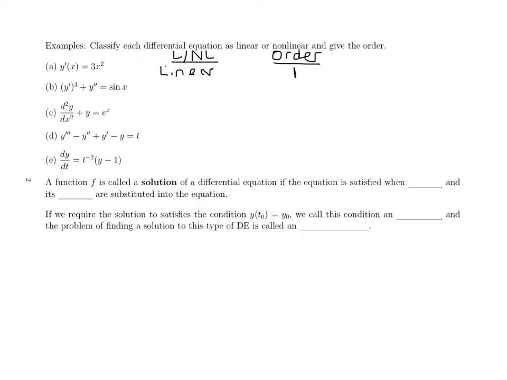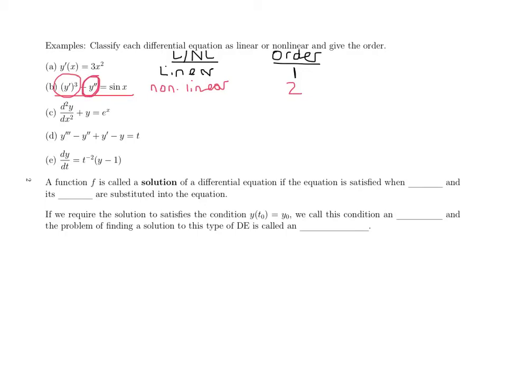In this next example here, if we look at this guy, it is not linear because this term right here is a cubic of a derivative. So this is nonlinear with respect to derivatives. So it's a nonlinear differential equation of order 2 because the highest derivative order is of the second power.